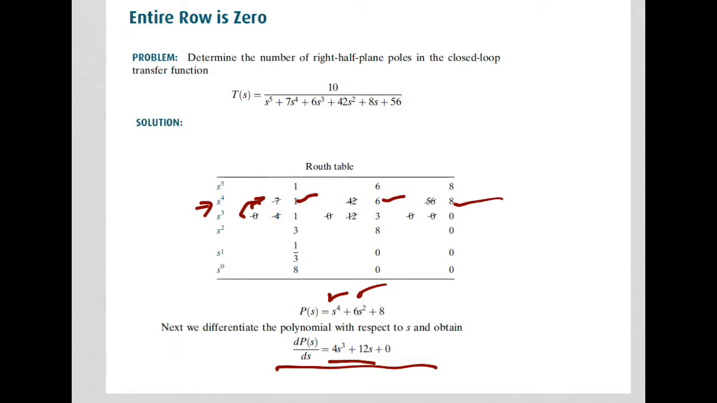Okay, so we replace 0 by 4 from here, then we replace 0 by 12 to here. Again, since it has a common factor, we multiply it by 1/4, and finally we are getting 1 and 3, and here it is 0 again.